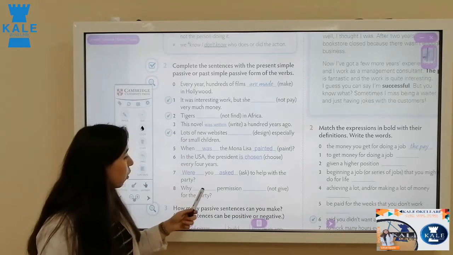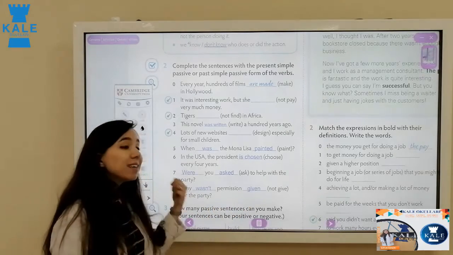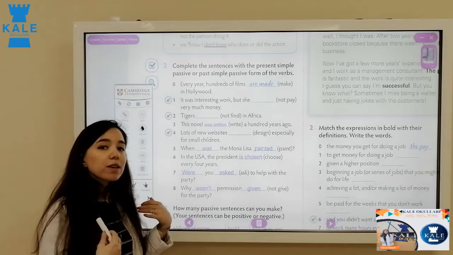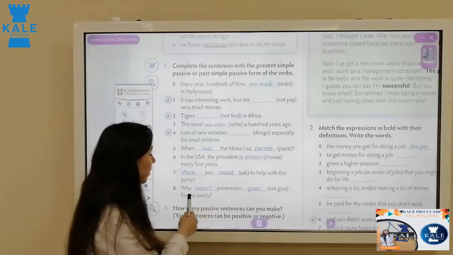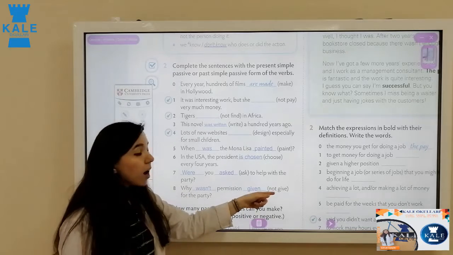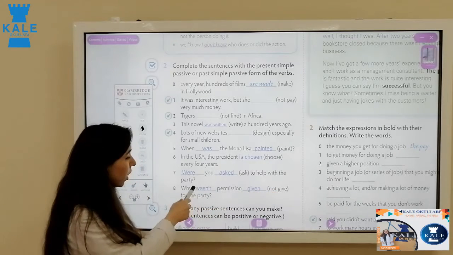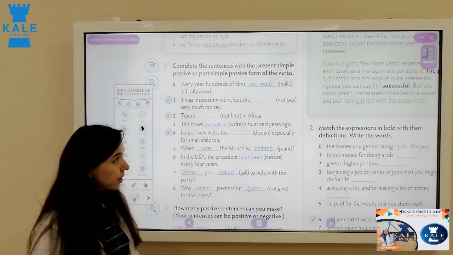And number 8, why permission not give for the party? Again, it's about the past because now we don't have party, yes? So it shows us that it's something about the past. Why wasn't permission given for the party? Look at here, our verb is negative here, not give. So here we should write wasn't permission given for the party, yes?